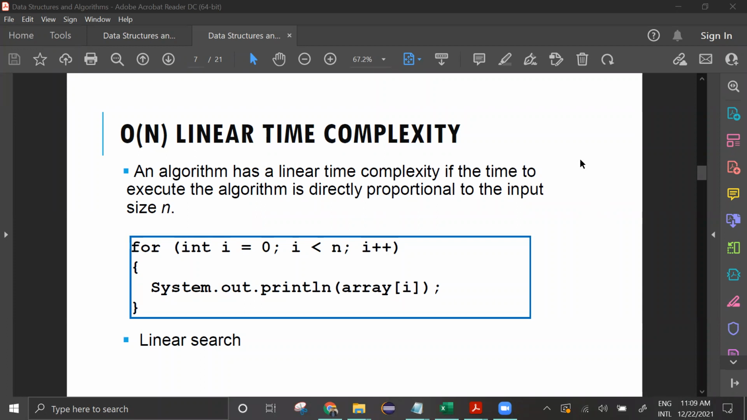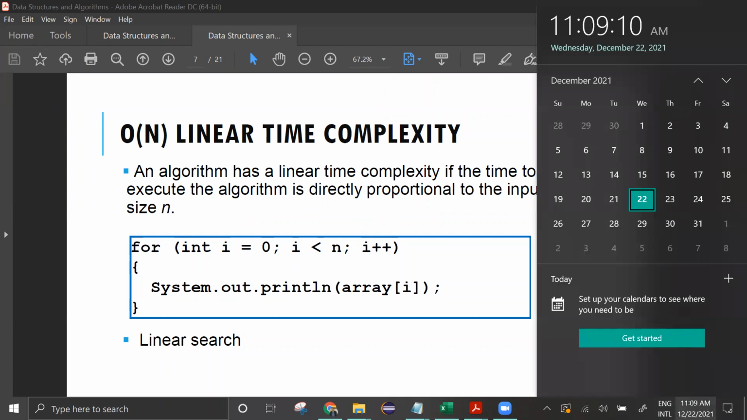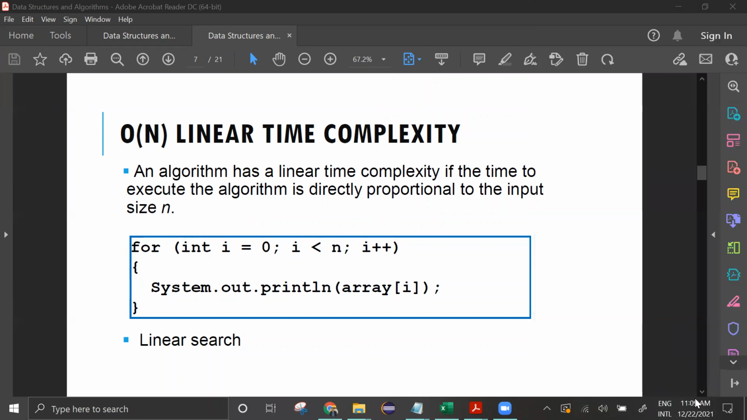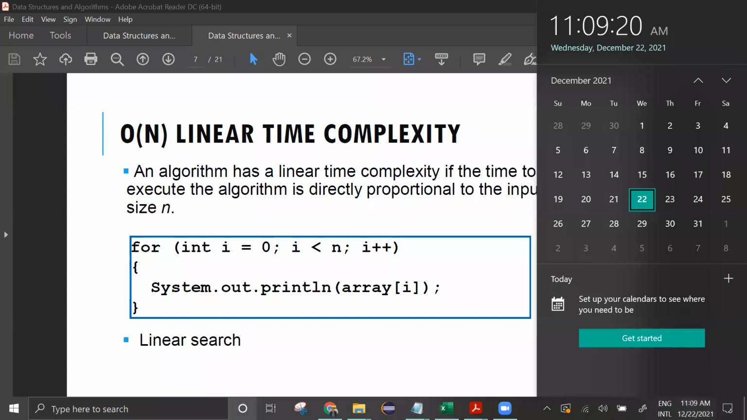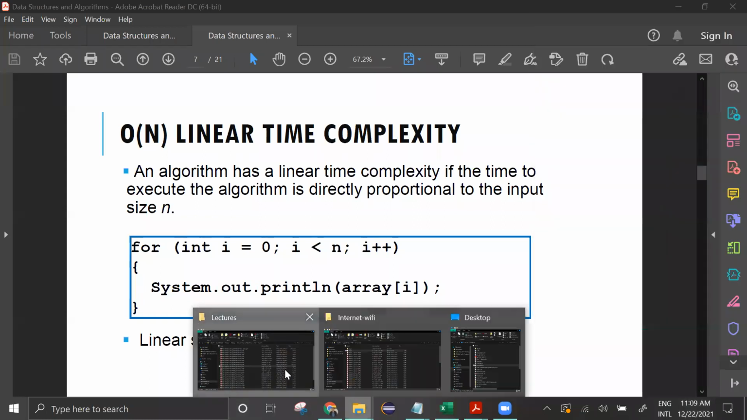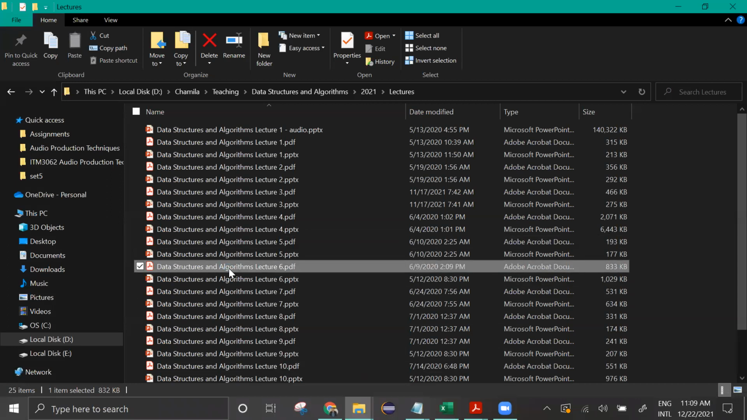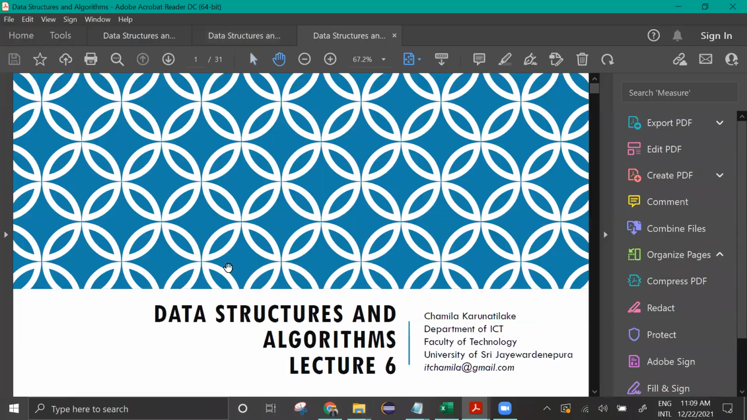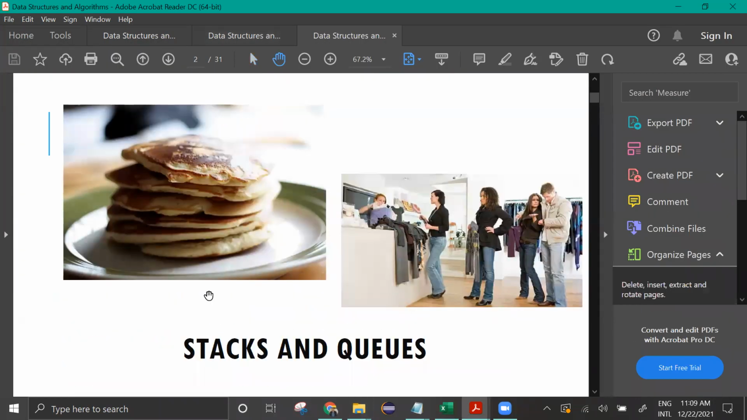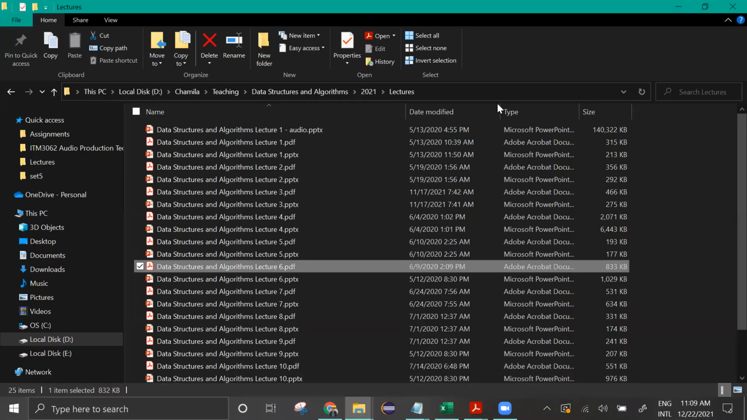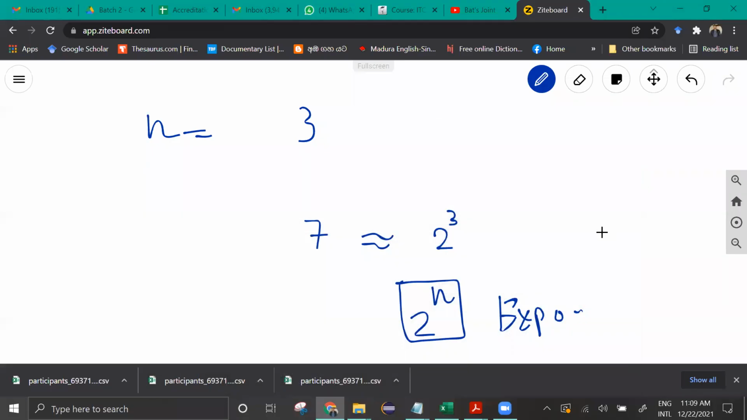Okay, so that's all for today. Next week, on the 29th, we are going to have the lecture as usual, and then we are going to talk about the next section: stacks and queues.